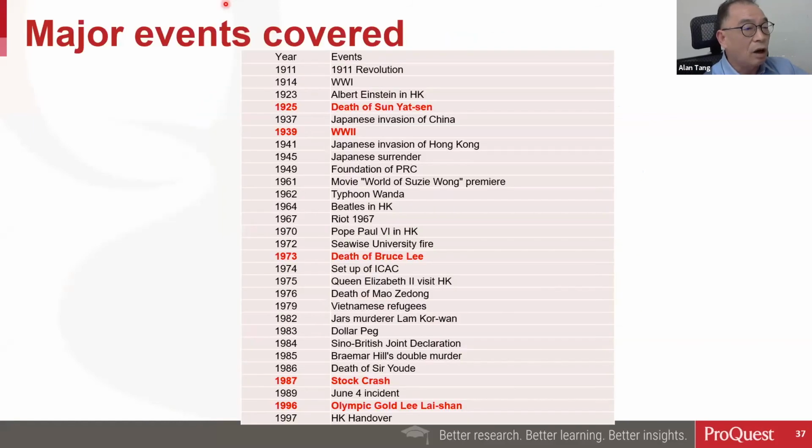It covered a lot of events, not only events in Hong Kong, but also events around the world, like World War II. Of course, a lot of them are related to Hong Kong, like the Beatles in Hong Kong in 1964, something like that, and the stock crash in 1987.